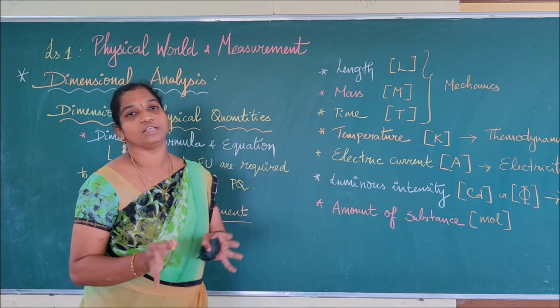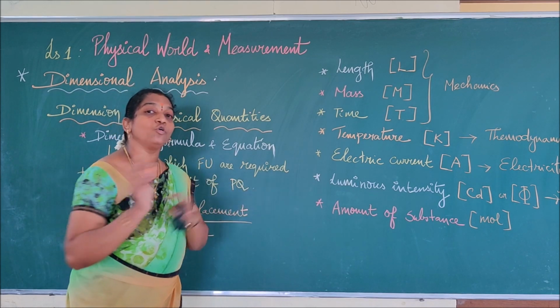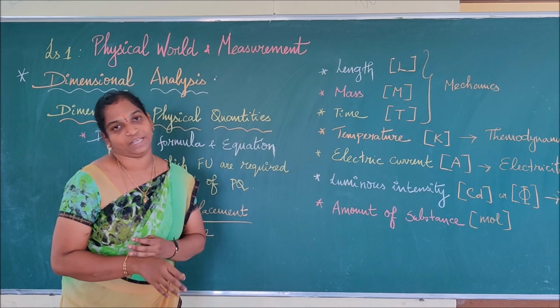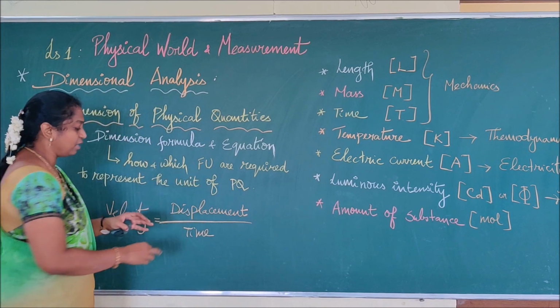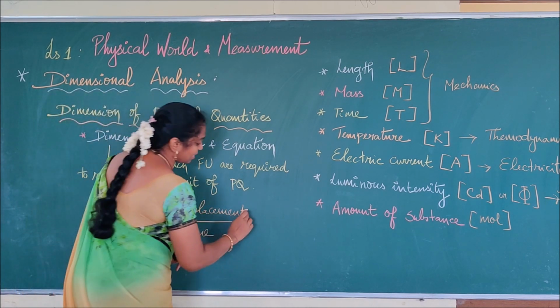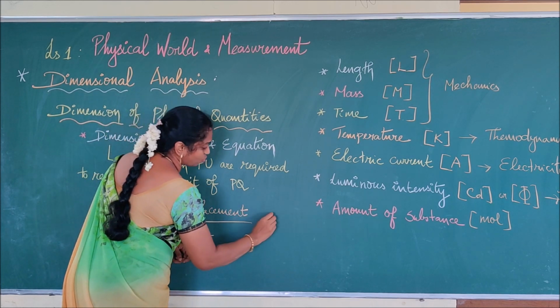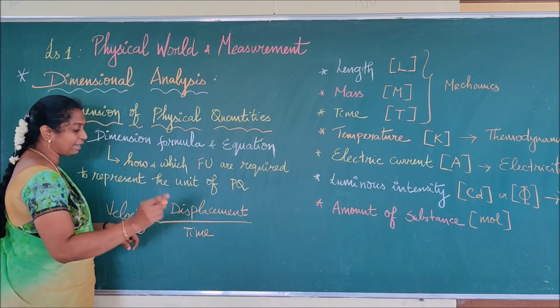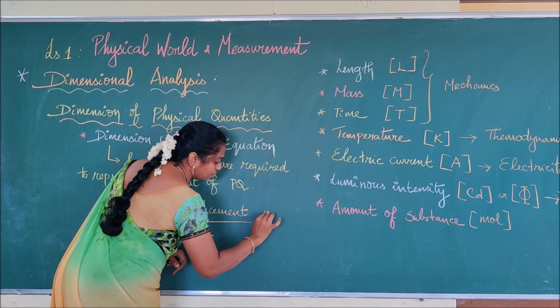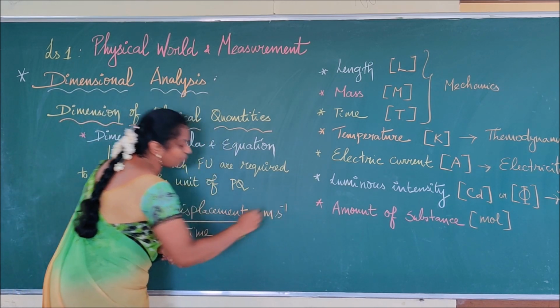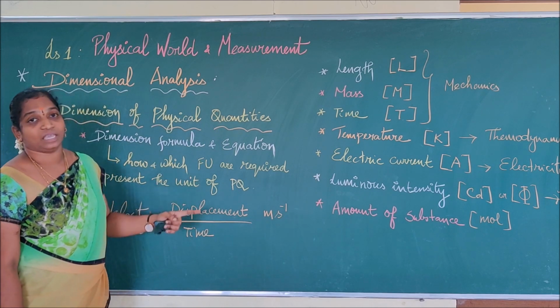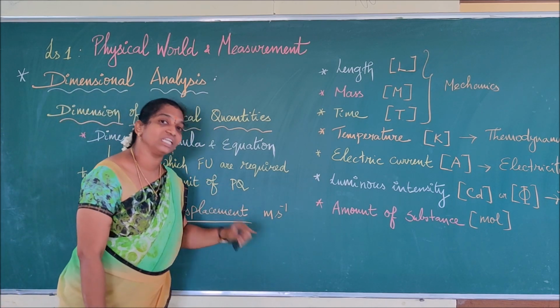The shortest distance between two points is said to be a displacement. So it represents length. Right? We have to understand like that. Time is t. Therefore, length means distance. We know the units: displacement is represented in terms of meter and time in terms of second. So it will be written as meter per second. This is how a unit is represented.